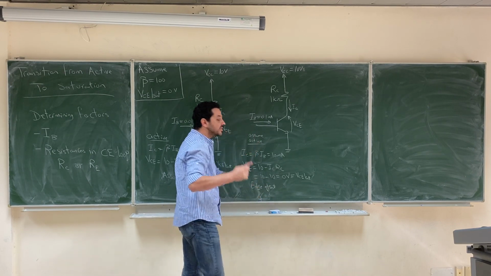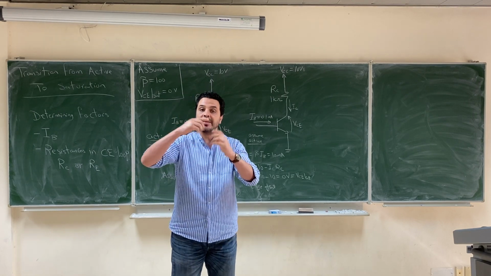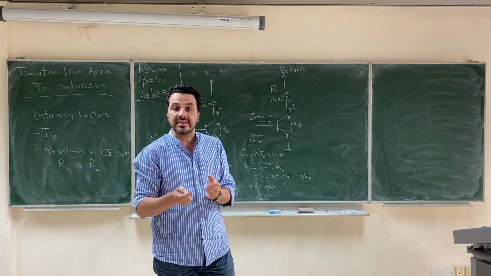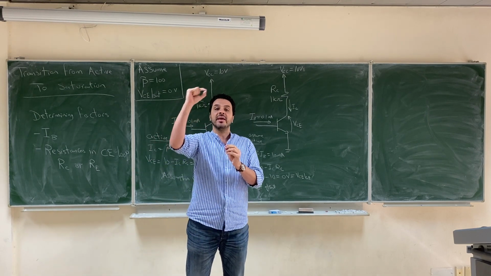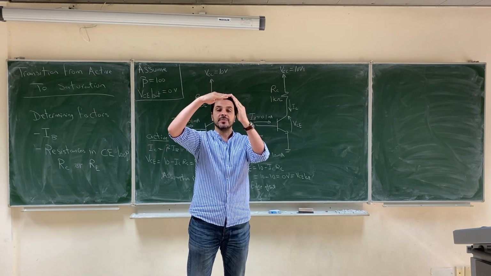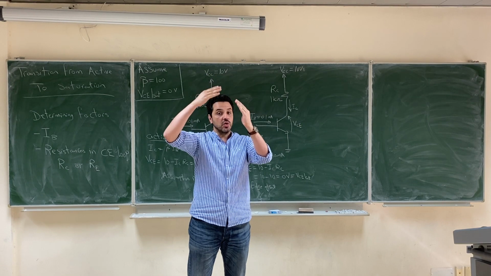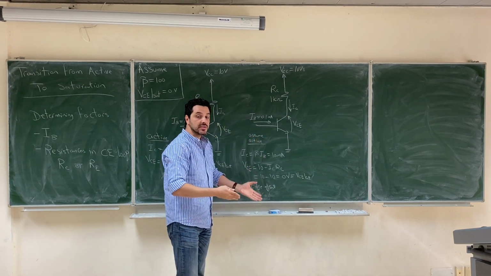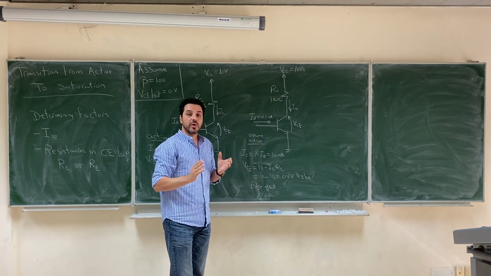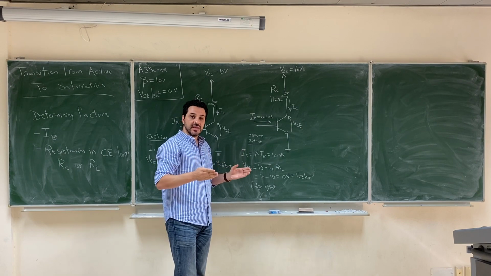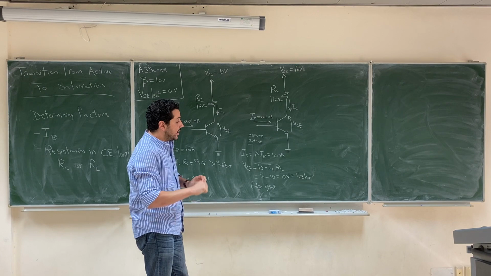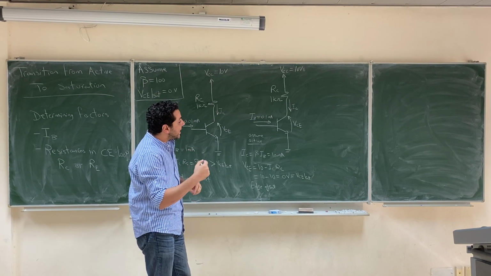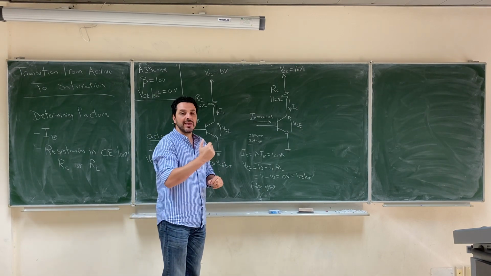And by the way, this point at the edge of saturation can still be considered as active and can also be considered as saturation. It's a critical point in between the two regions. So our assumption can still be considered correct here. There is no problem because this edge of saturation can be considered both active and saturation. But the point here is what happens if we increase I base any more?